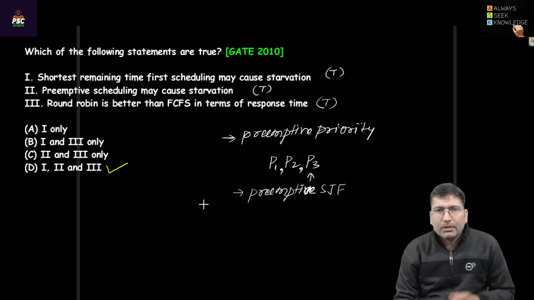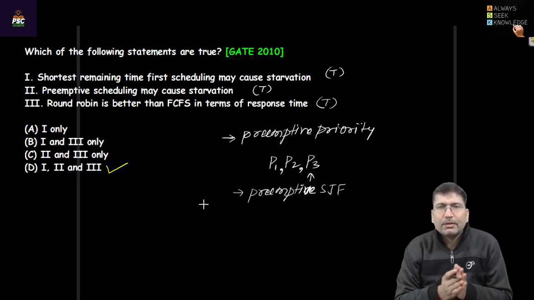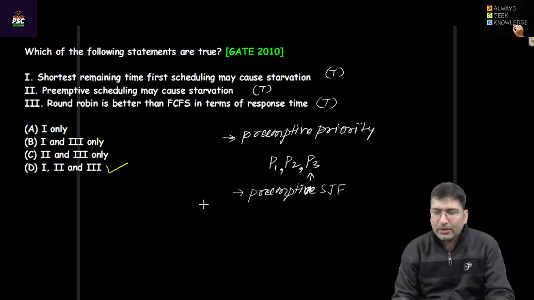Okay. So please do remember preemptive SJF or shortest remaining time first scheduling is the same, and I hope these examples will help you to understand this particular algorithm.